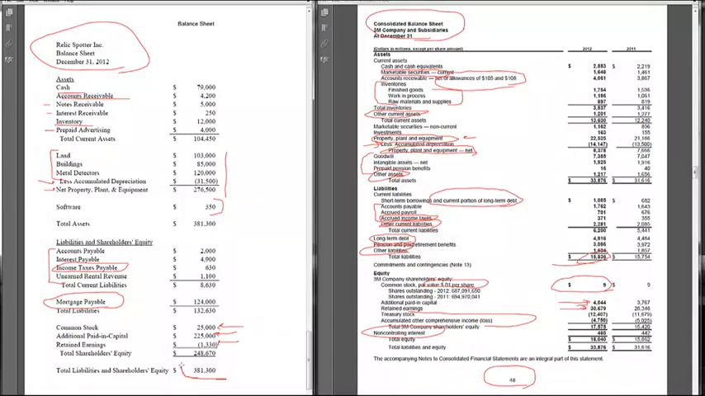But then bottom line, total liabilities and stockholders' equity. And in Relic Spotter, our assets equaled our liabilities plus equity. And the same thing for 3M. No matter how big the company is, the two have to be equal.